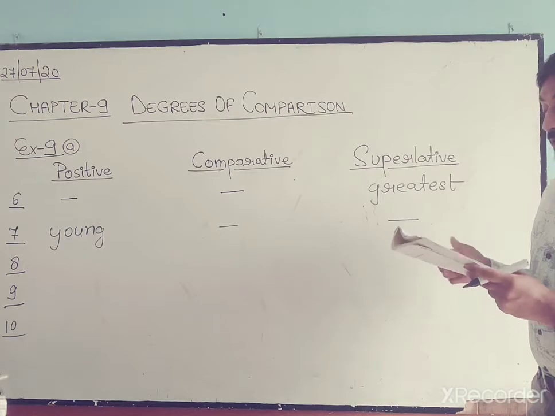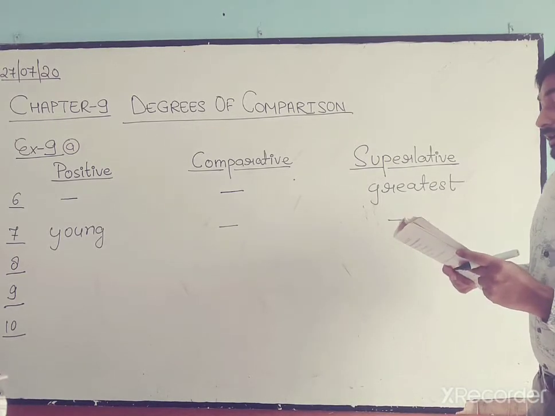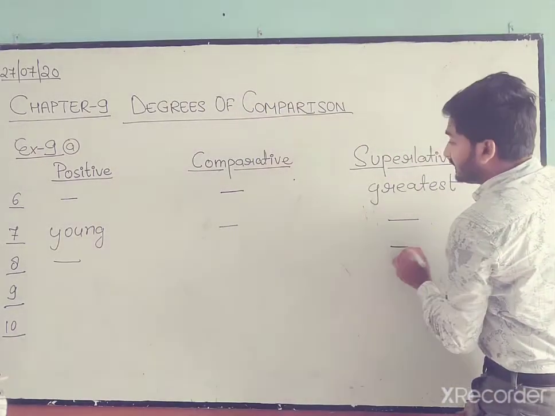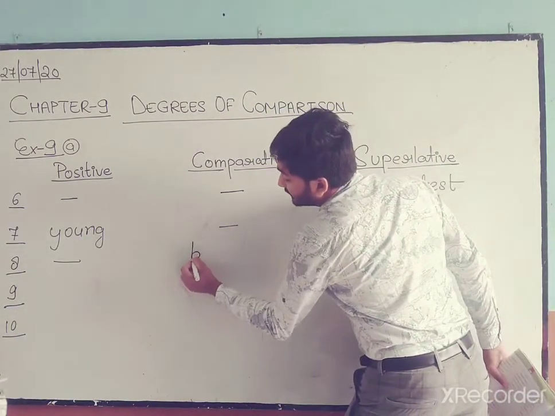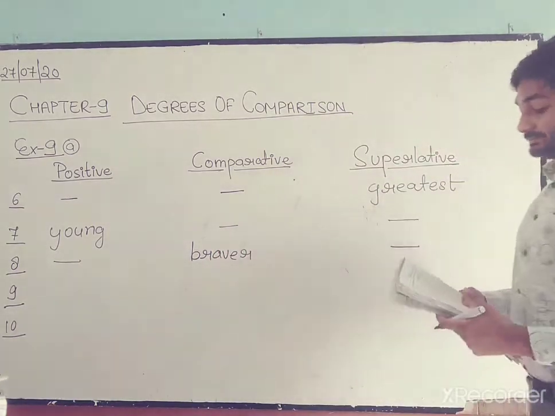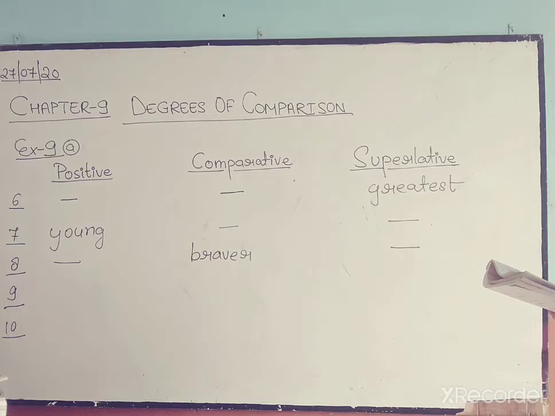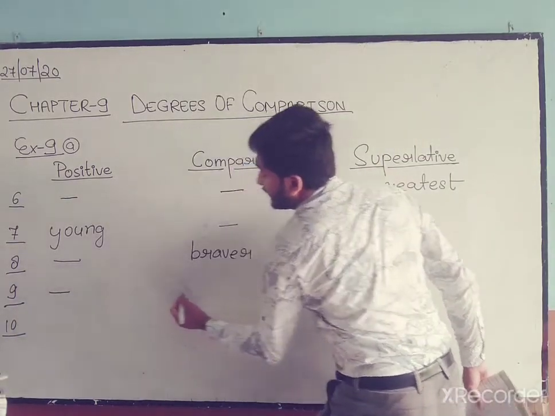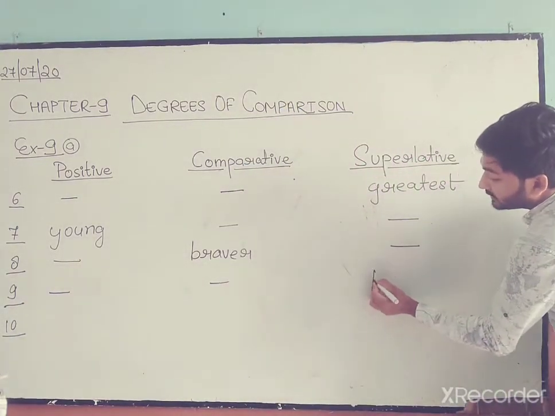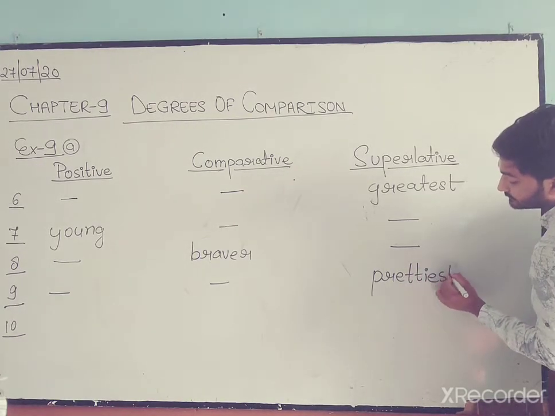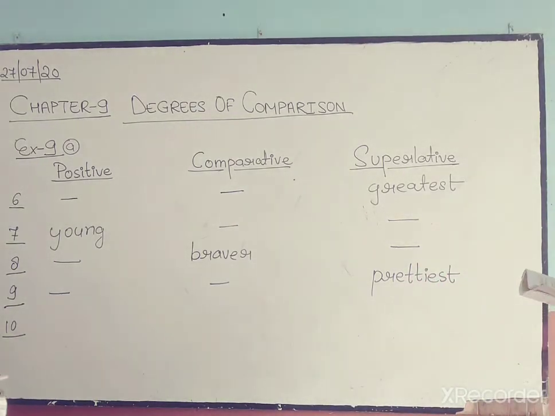Number 8, we have positive and superlative, which are brave and bravest. That means we have to write the comparative one, which will be braver. Number 9, we have positive and comparative. Pretty and prettier. We have to write the superlative one, which will be prettiest. Yes, prettiest.